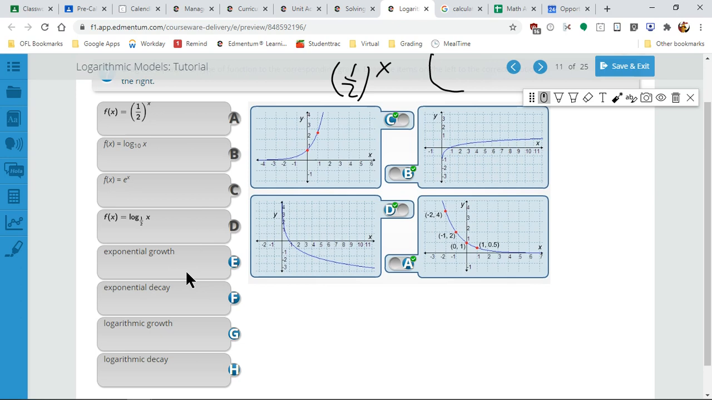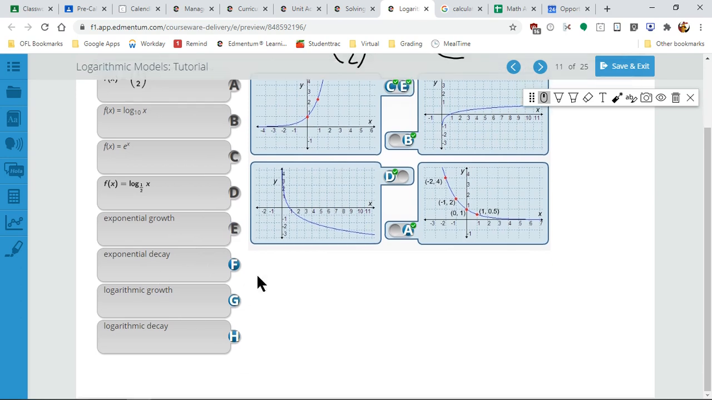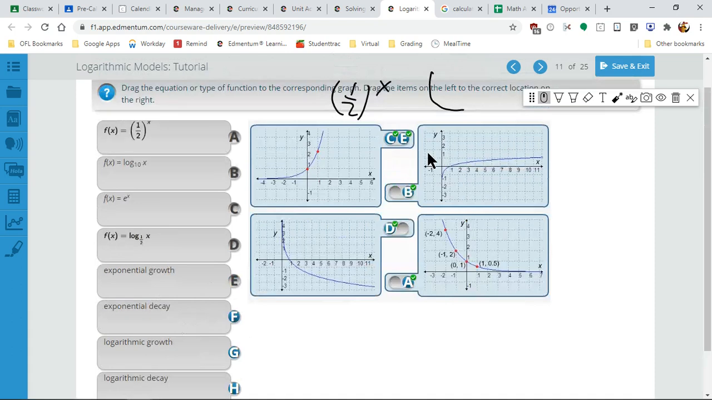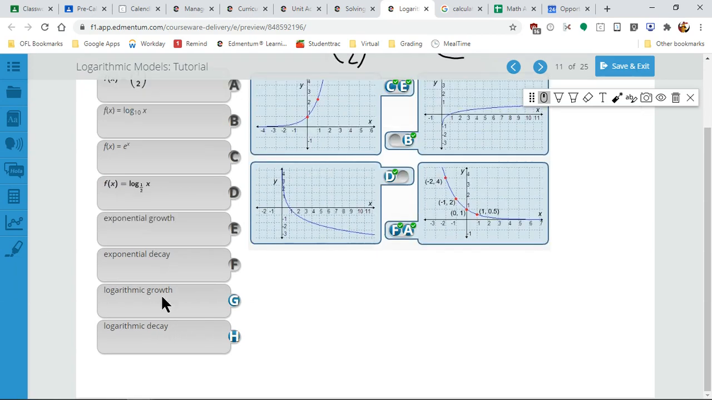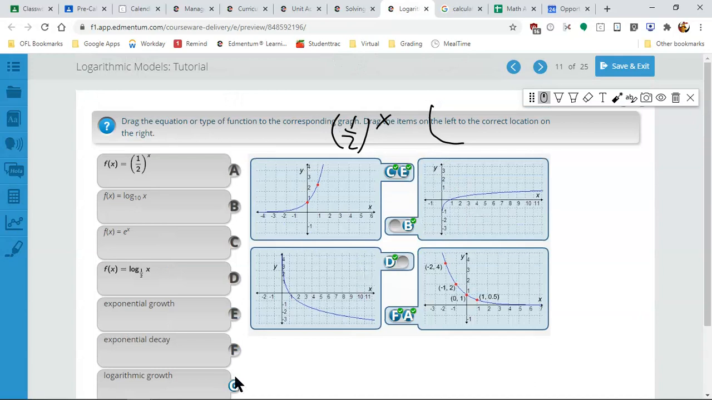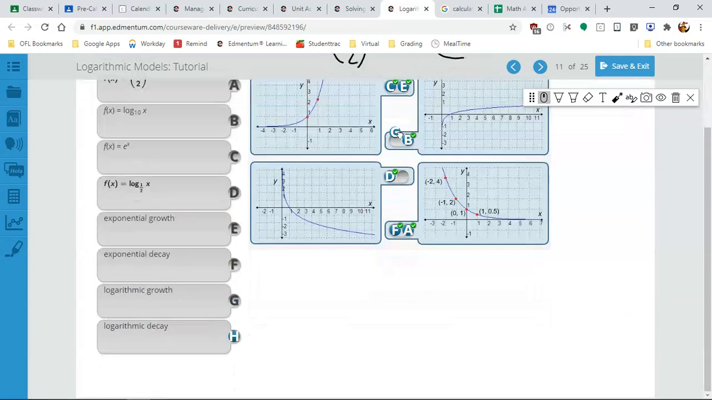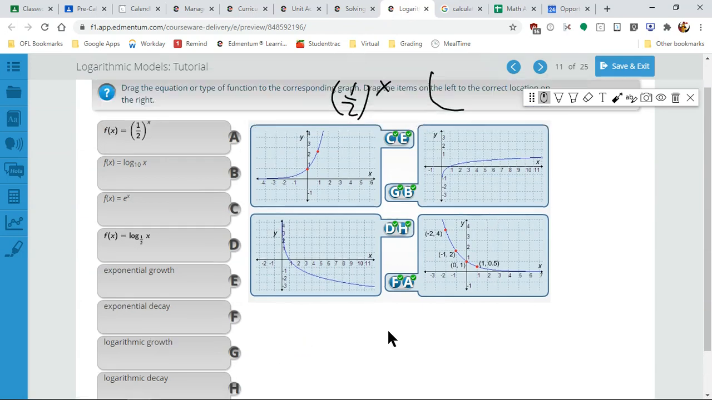So this one, exponential growth, E. Exponential decay, so that's this one right here. I didn't realize that I should have started off with the definitions here. This one, logarithmic growth, you're growing. Logarithmic decay, so it's just slowly going down and down and down. So that's going to be this H.